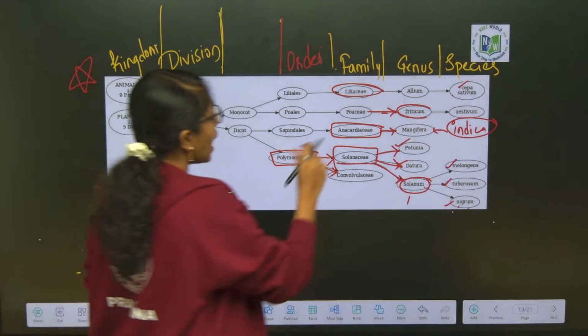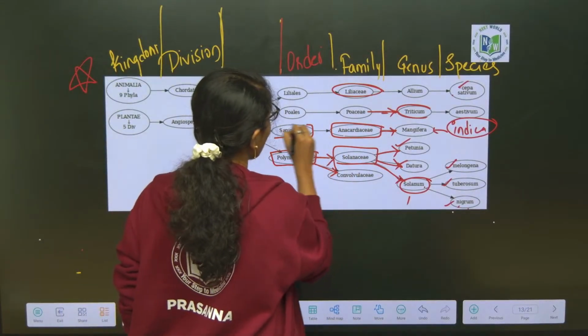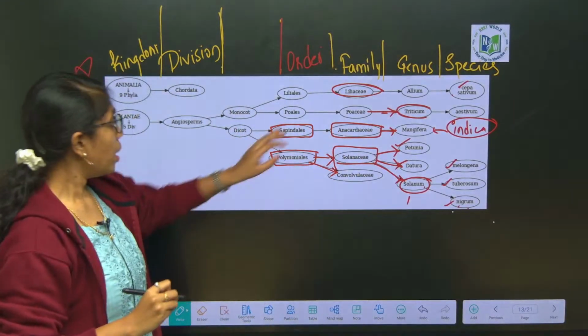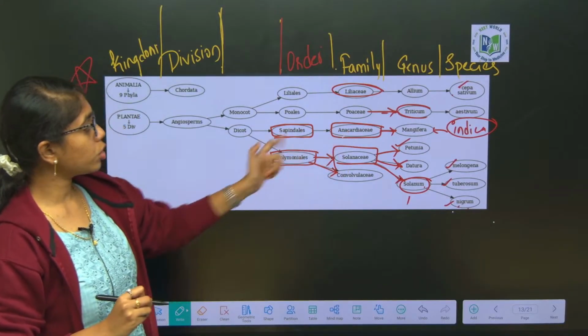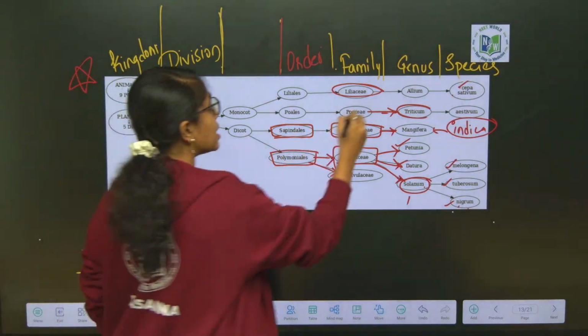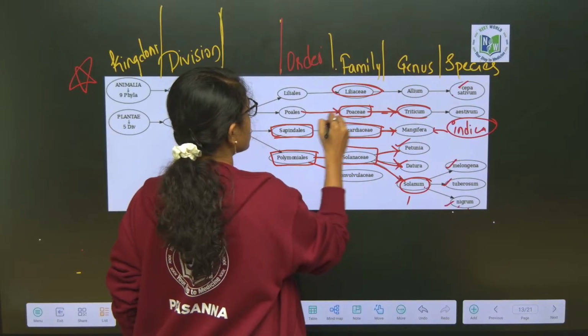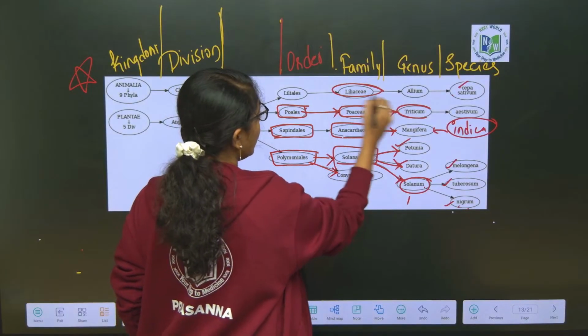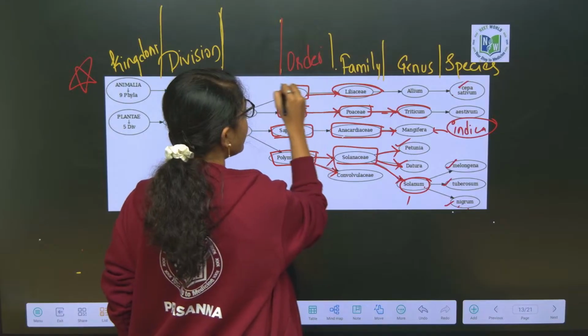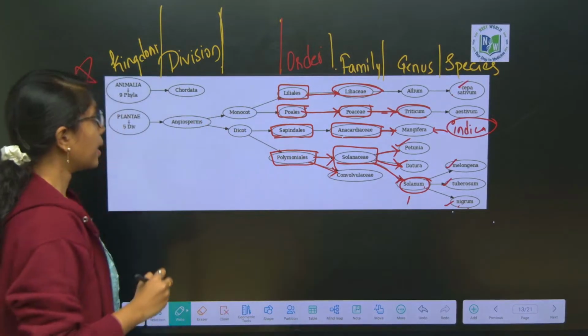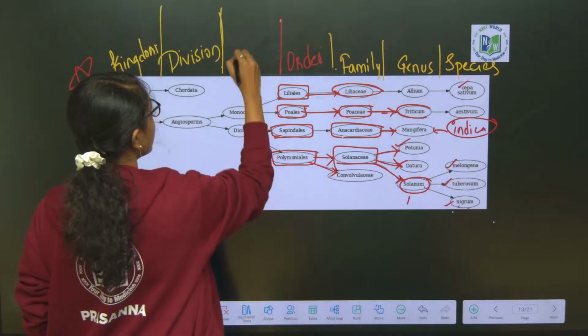Okay, next, Anacardiaceae belongs to what? Sapindales. Okay, the Anacardiaceae family belongs to the order Sapindales. Poaceae belongs to the order Poales. Next, Liliaceae belongs to the order Liliales. Remember that. Next, here we have the class.